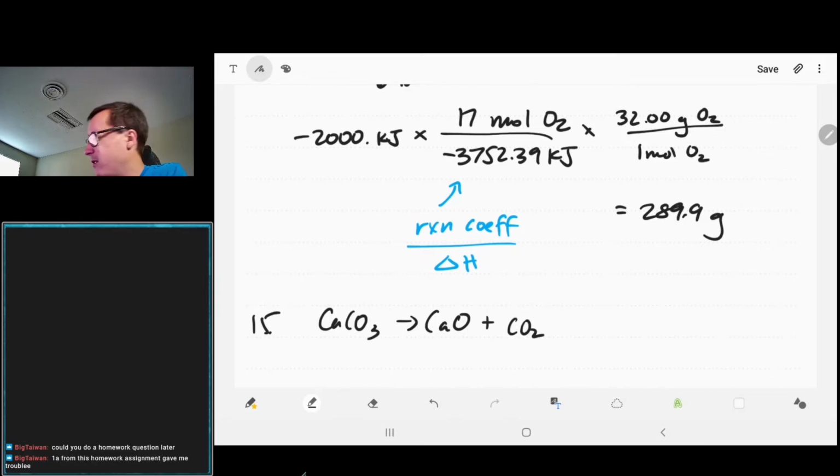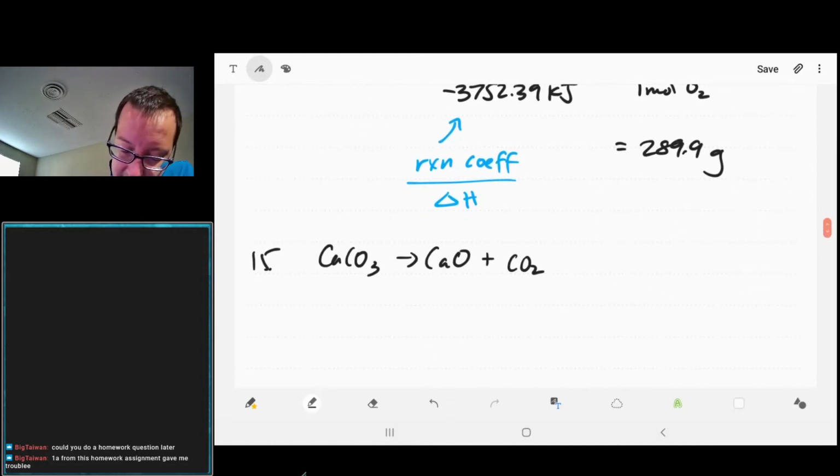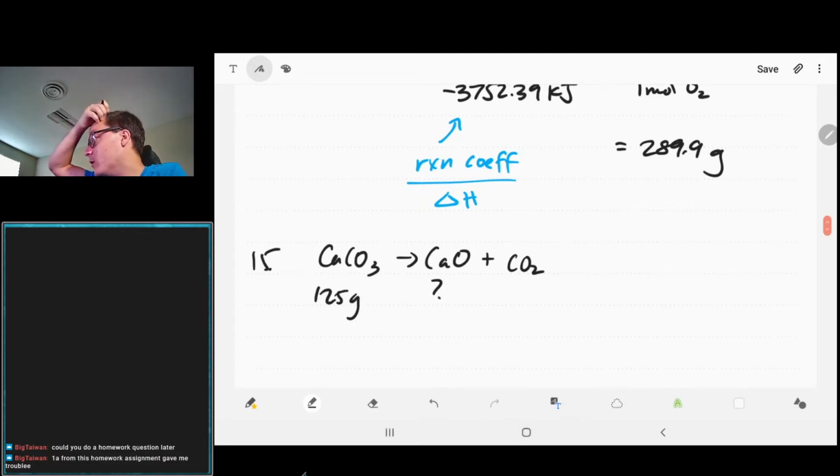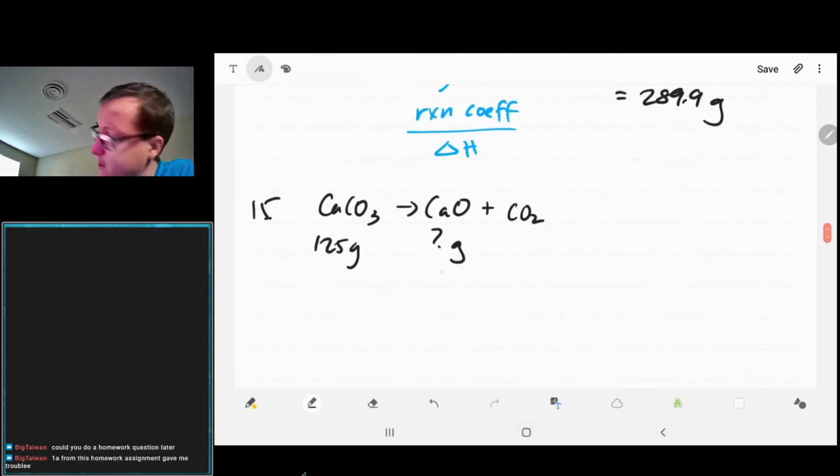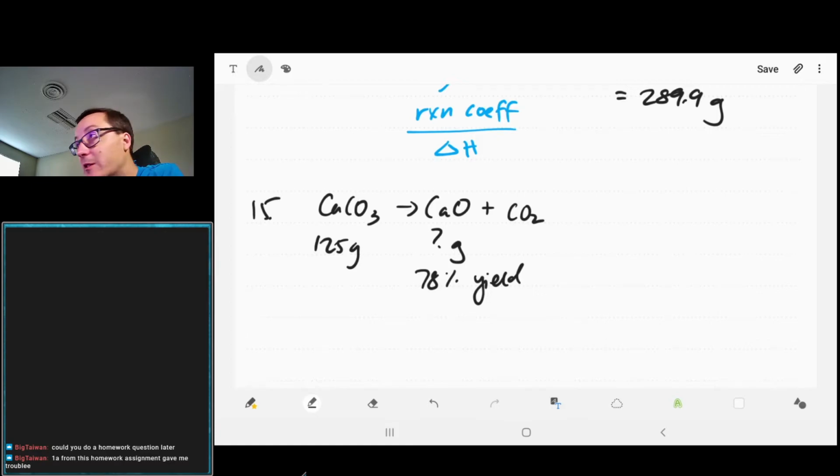CO2. Yeah, excuse me. So we have 125 grams of this. We're looking for grams of calcium oxide. And then we have a 78% yield. Remember, a 78% yield means only 78% of your starting material will react. If you want to use it at the start, you can. If you want to use it at the end, you can. I like to do it at the start, just because I like doing things up front, I guess.